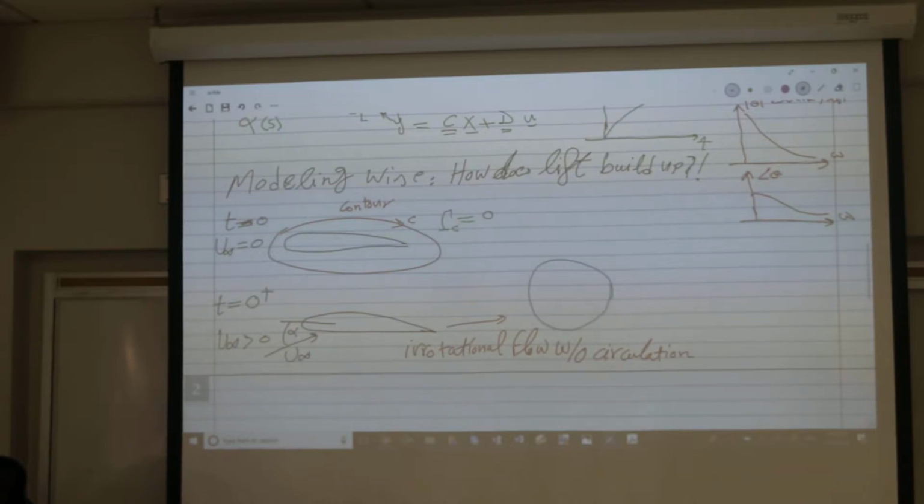Here is my circular cylinder, here is my flow. These points are what? These are my stagnation points. And the flow just flows around the circular cylinder, pure irrotational, that we already studied, right?